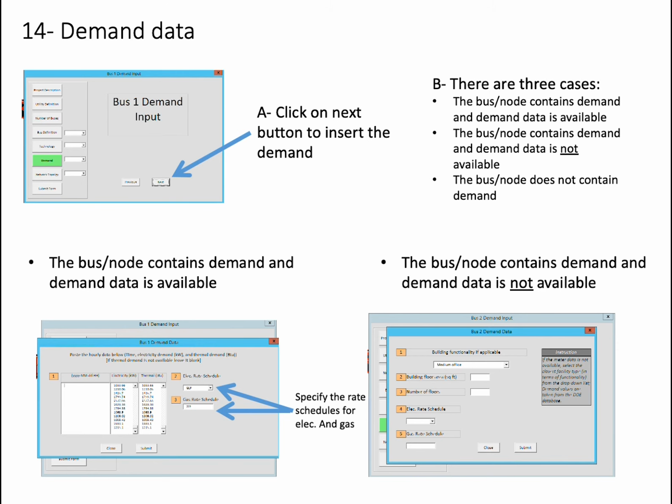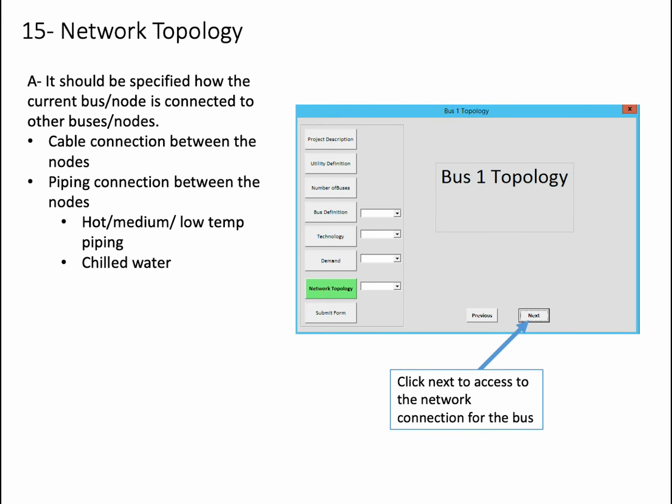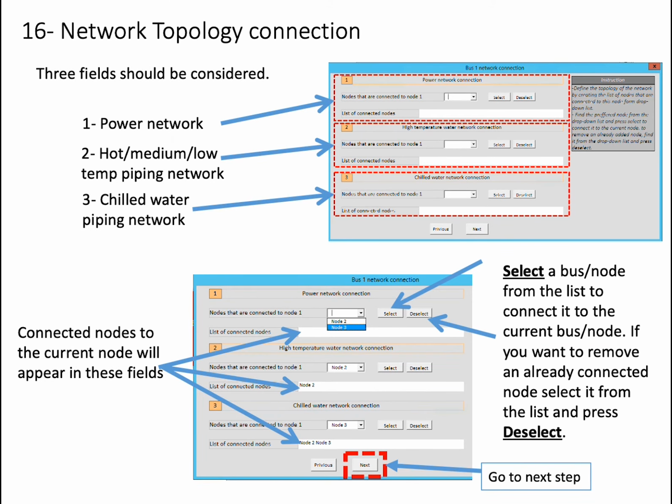Network topology. It should be specified how the current bus or node is connected to other buses or nodes. Is it a cable connection between the nodes or a piping connection between the nodes, such as hot, medium, low temperature piping, chilled water, steam? If you want to remove an already connected node, select it from the list and press Deselect. Connected nodes to the current node will appear in these fields.